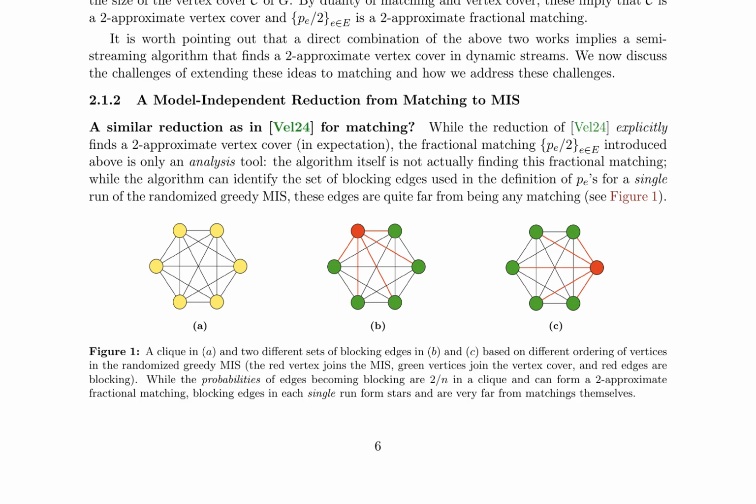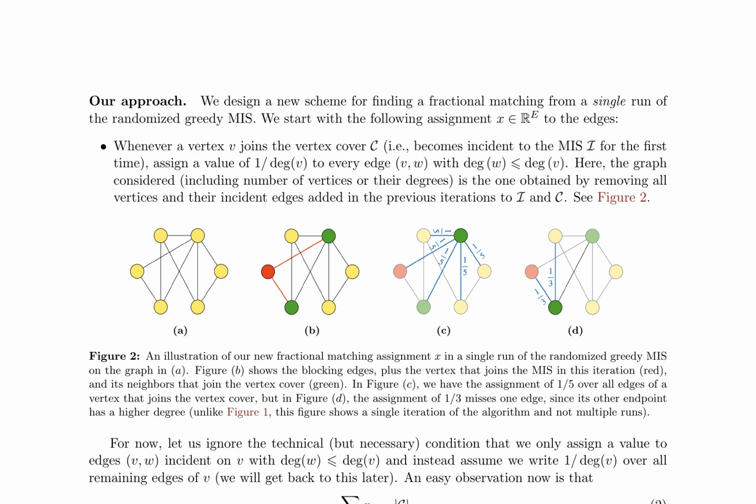The authors illustrate the challenges of extending these ideas to matching using an example of a clique, where the blocking edges form stars and are far from being a matching. They conclude by highlighting the importance of addressing these challenges to develop a semi-streaming algorithm for finding a 2-approximate vertex cover in dynamic streams.